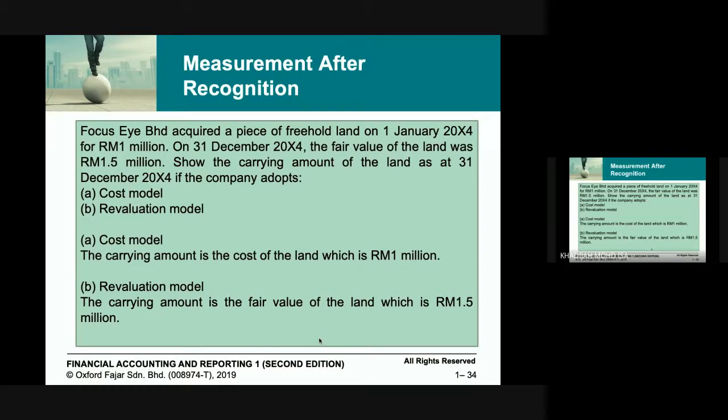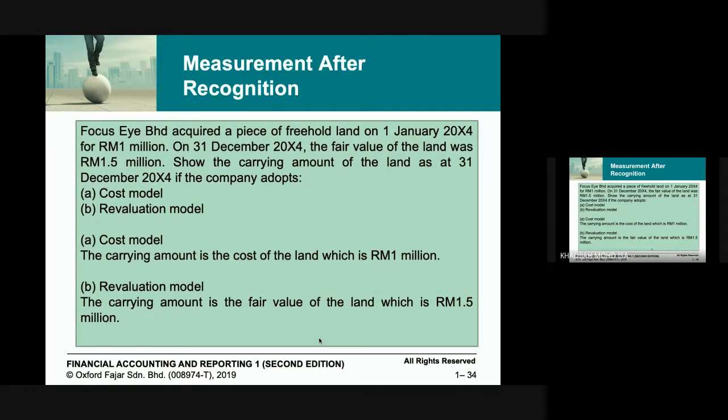company adopts revaluation model. So if the cost model, land, because there is no depreciation for land, we do not apply any depreciation for the land. So if you use the cost model, then the carrying value of the land is 1 million, which is the cost itself. But if you use the revaluation model, the value at the end of 20X4 is the fair value of the land, which in this case is the 1.5 million.